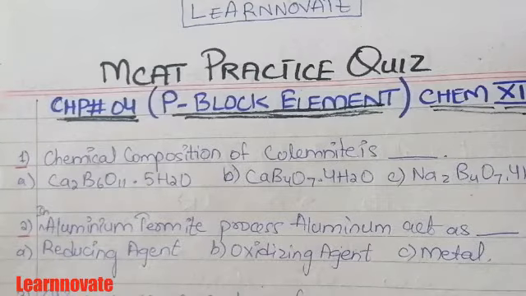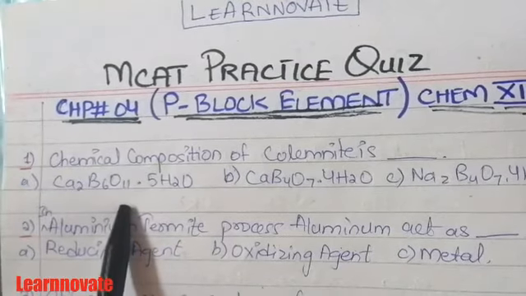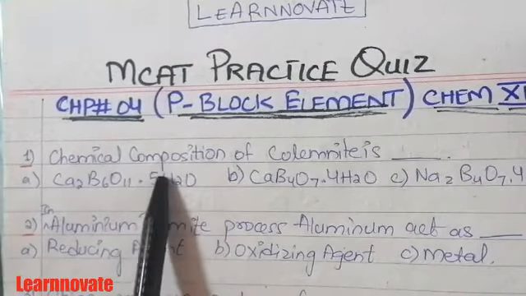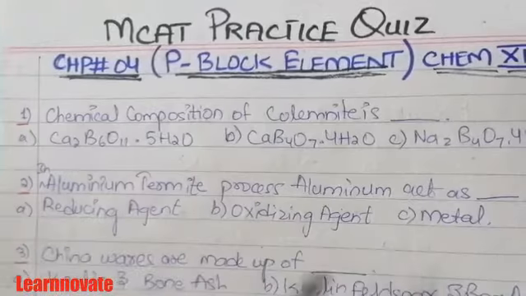So I told you that colemanite is a mixture of borates, that is calcium, boron and oxygen. Regarding this, the two possible answers are option A and option B. If you learn this formula from the book, you will know that the answer to this question is A, that is Ca2B6O11.5H2O, where the 5H2O are the water of crystallization.